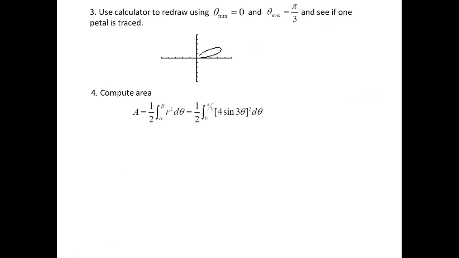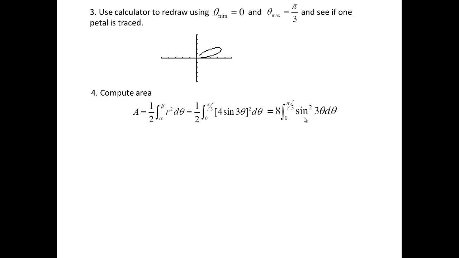Remember, in the polar world, area is equal to 1/2 the integral from alpha to beta r squared d theta. So for this problem, it's 1/2 the integral from 0 to pi over 3. That's what traced out that one petal. And then r was 4 sine 3 theta. So we have to take that r and square it. So if we go ahead and square what's inside here, we get a 16 sine squared 3 theta. If we rip the 16 out front, 1/2 times 16 gives us 8.